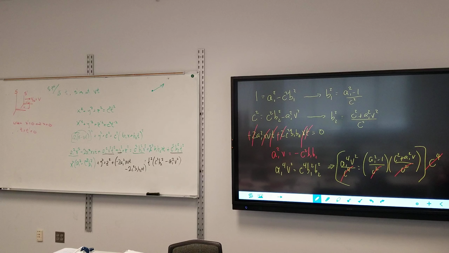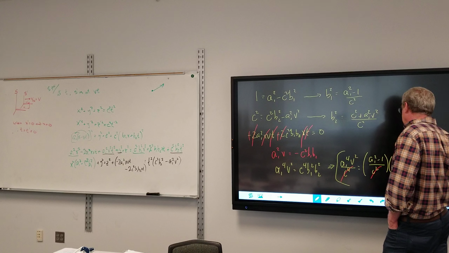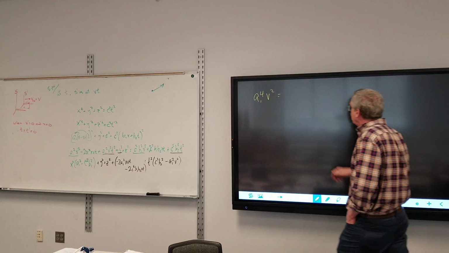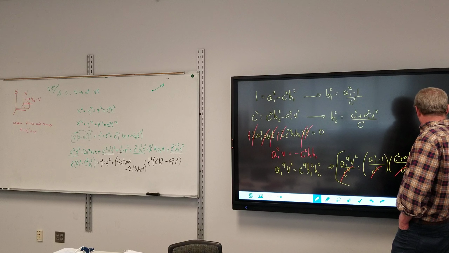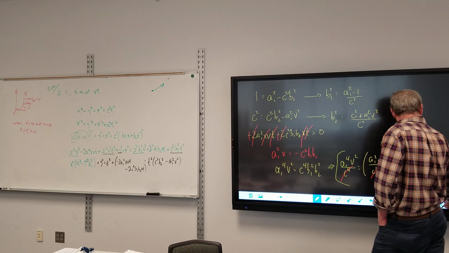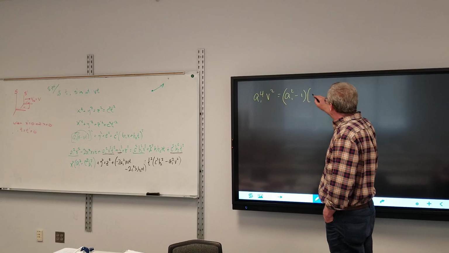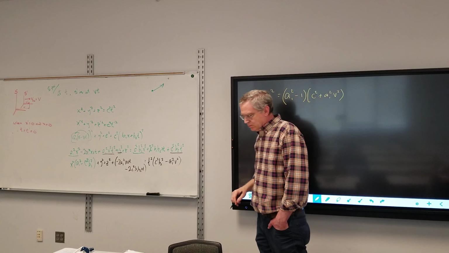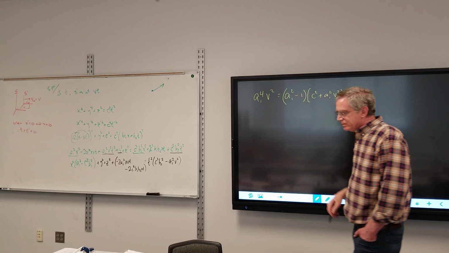a1 to the fourth v squared equals, jump back here for the v squared, a1 squared minus 1 times, wrong way, c squared plus a1. Oops, there should be a squared there. c squared plus a1 squared v squared. Okay, matches what I have there.